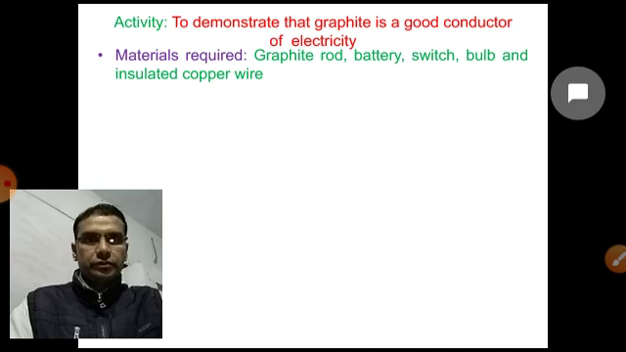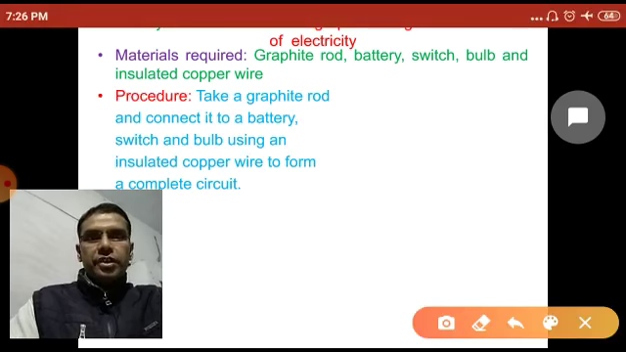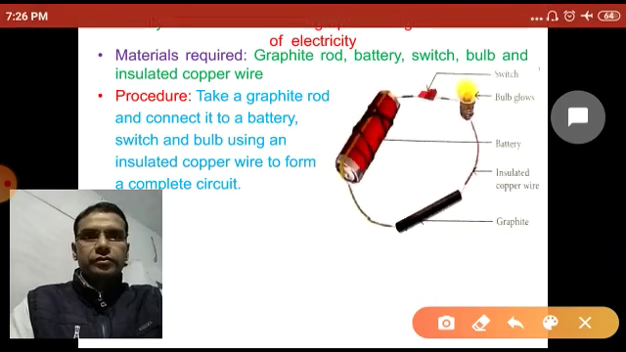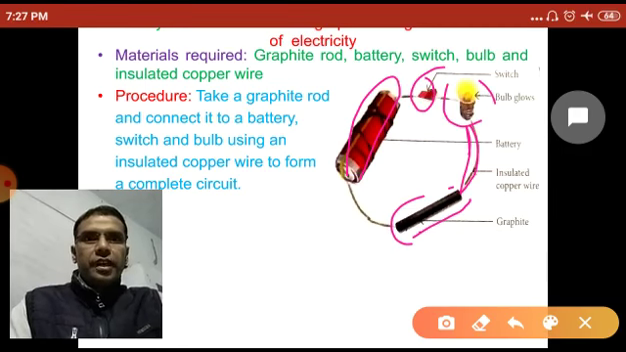Now the procedure. First, we take a graphite rod and connect it to a battery, switch and bulb using insulated copper wire to form a complete circuit. Let's see the diagram. First you take a graphite rod. This one is the graphite rod, and it is connected with the battery, switch and bulb by using insulated copper wire, forming a complete circuit.